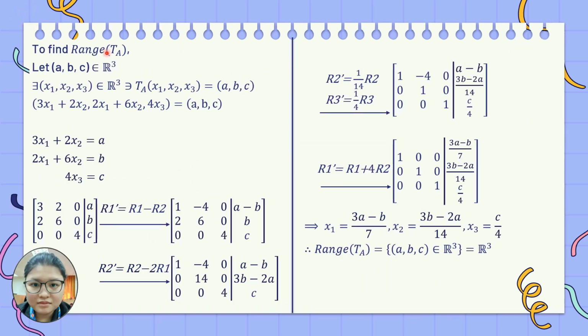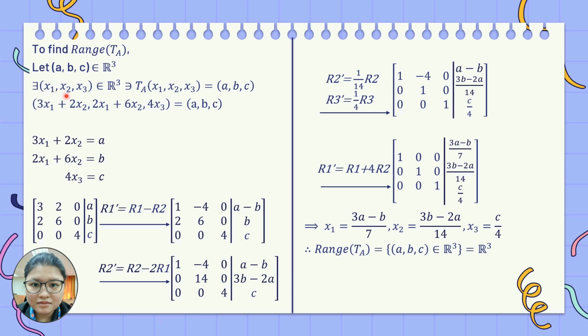And the last thing we need to obtain in this question is the range of TA. The range of TA is the set of all vectors in W, here replaced by R cubed, that are images under TA of at least one vector in V, which is R cubed, also denoted as R(TA). We need to consider three scalars a, b, c, which equal the linear transformation of TA. So let a, b, c be an element of R cubed.